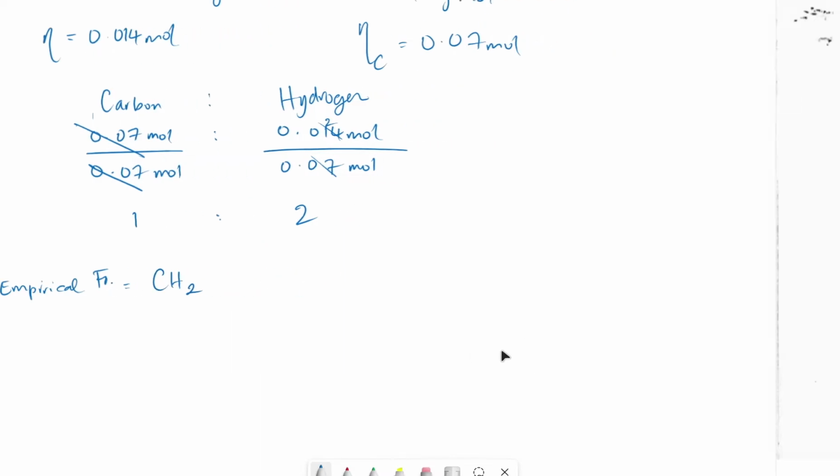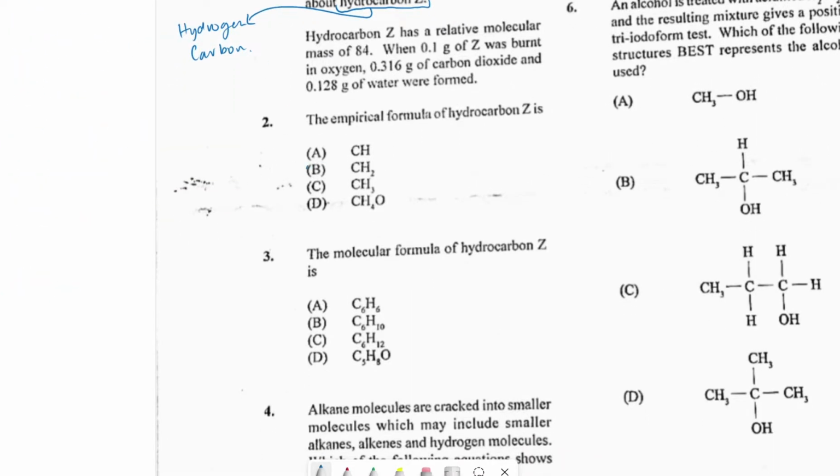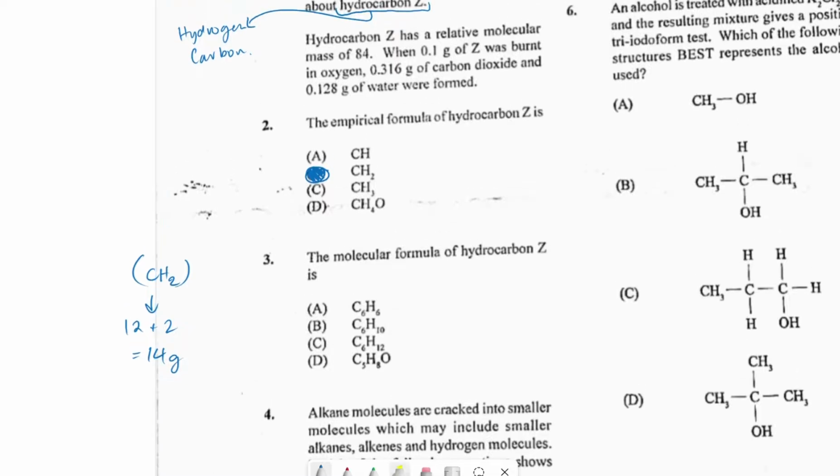So I always advise you to work this out before you even look at the multiple choice answers, because they're there to influence you. Now, question 3 wants you to work out the molecular formula of the hydrocarbon Z. Now that you've gotten the empirical formula as CH2, the empirical formula mass would be 12 plus 2 hydrogens, so 2 times 1, which is 2. And that is equal to 14. We were told earlier in the instructions that the relative molecular mass of hydrocarbon Z is 84.